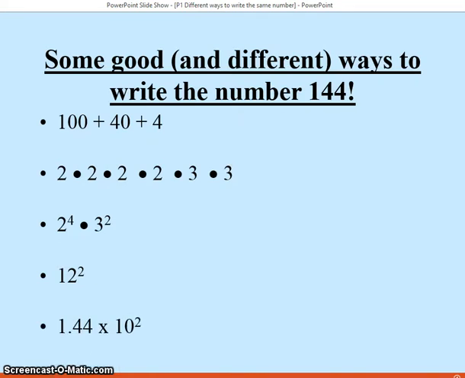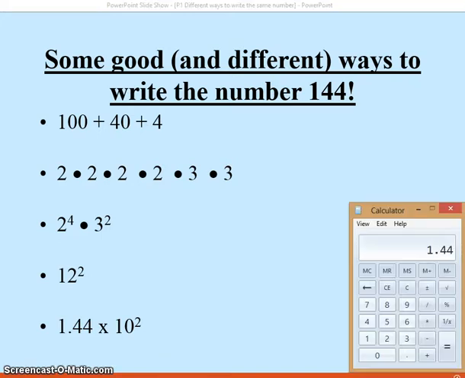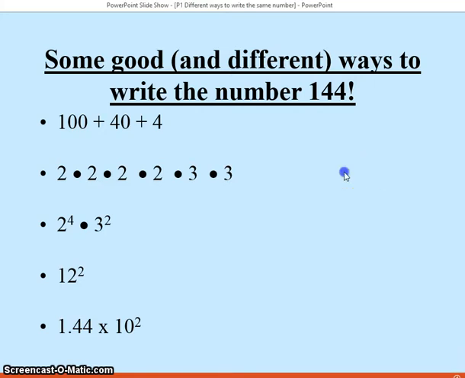Lastly, you could get very creative and use a decimal. 1.44 times 10 squared. We know that 10 squared is 100, so if you would take your calculator and do 1.44 times 100, that is 144. There are different and creative ways to write each number.